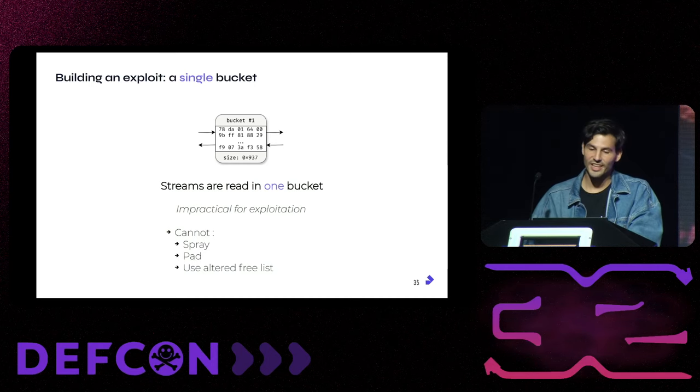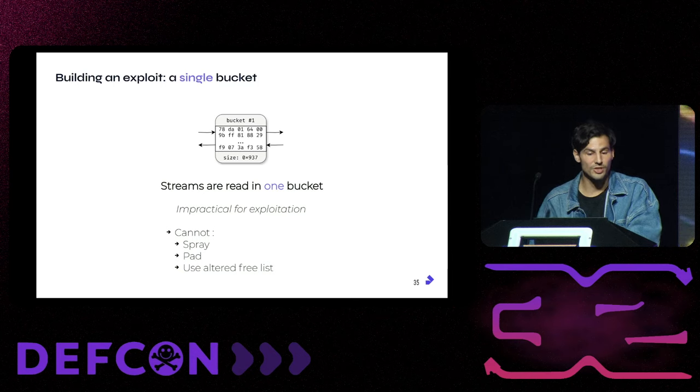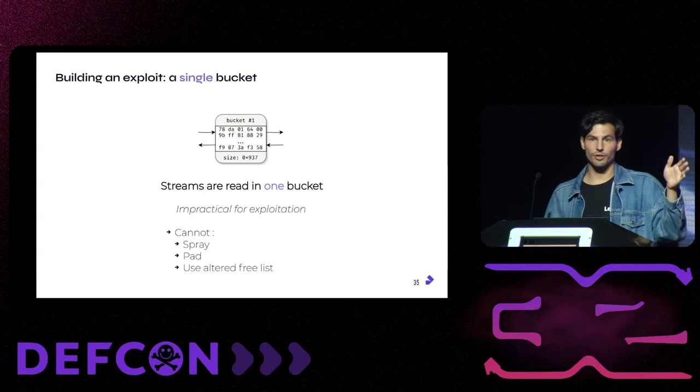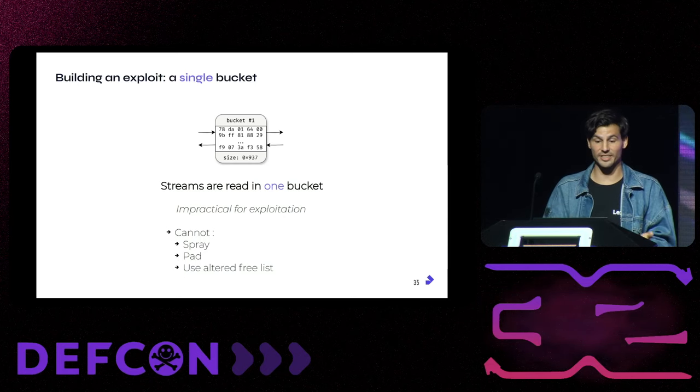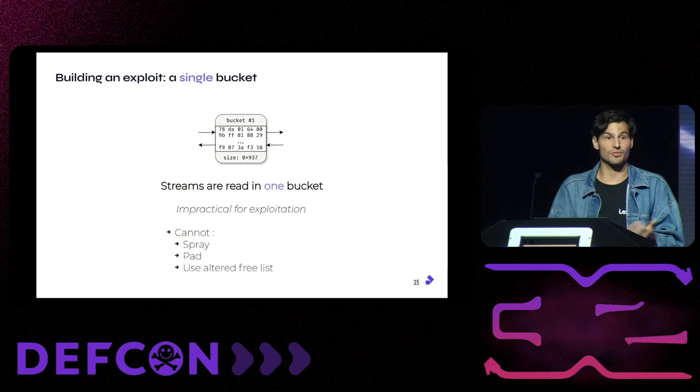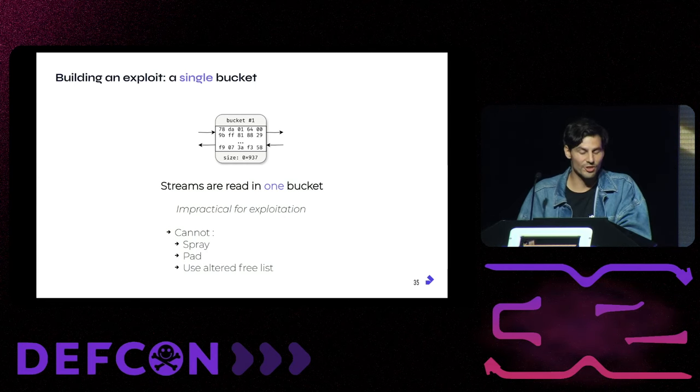And one bucket is completely impractical for exploitation because we cannot spray the heap, we cannot pad the heap, and we can't even use an altered free list. If we use one bucket to trigger the overflow, we have an altered free list, but then we need at least two more allocations to be able to use this altered free list, and we cannot do this because we have used our single bucket, so we're not going to be able to exploit.